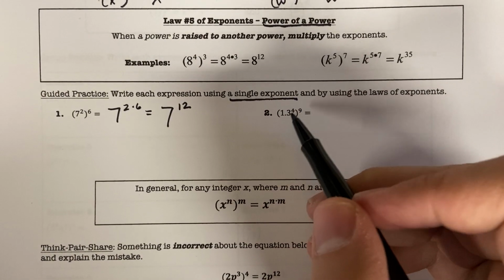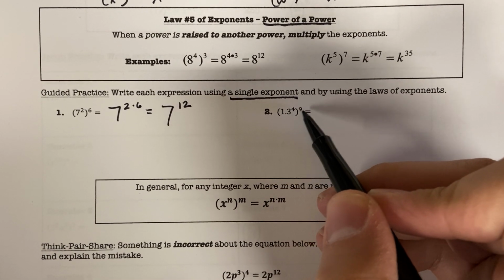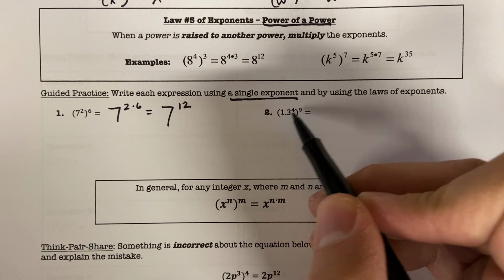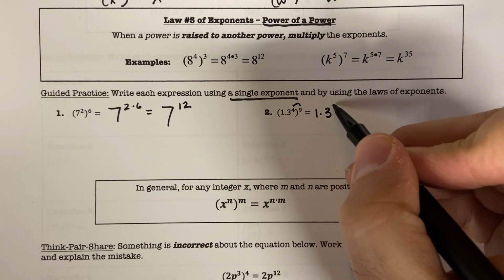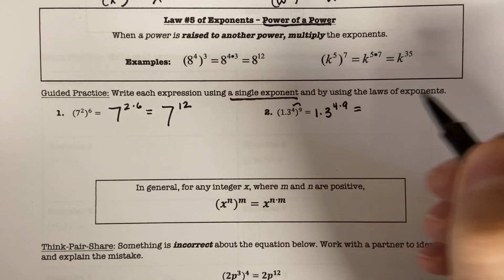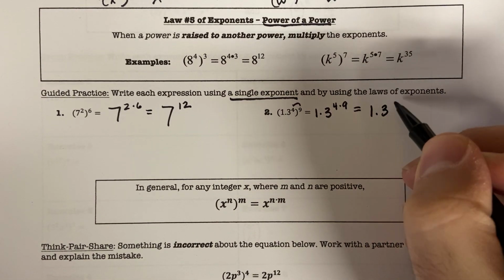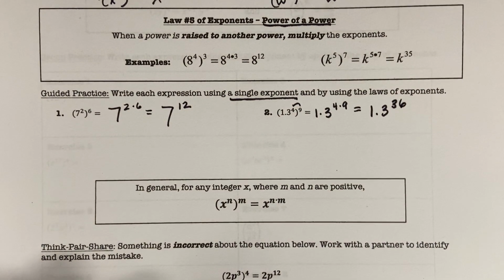For number 2, I have 1.3 to the fourth power to the 9th power. So a power to a power. I'm going to multiply the 4 and the 9. Notice how the base right now is staying the same. 4 times 9 is 36.